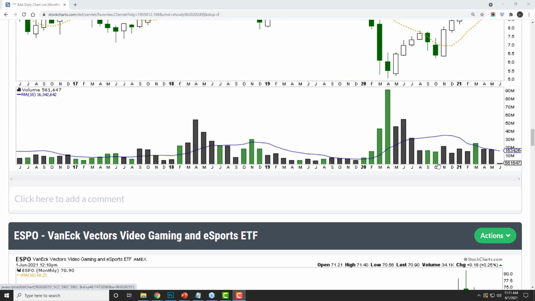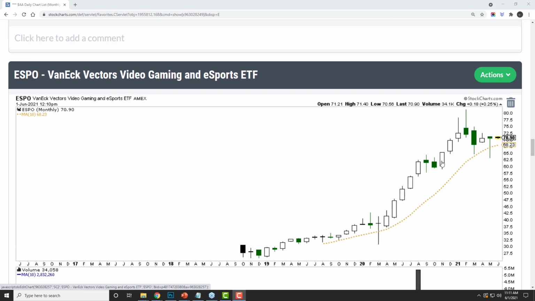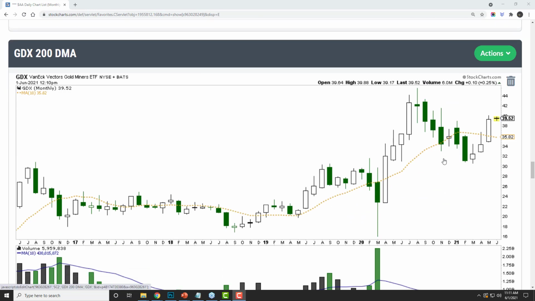DBO looking strong. There's GDX. You can see it had a 1, 2, 3, 4 in a row of sell-off. Then a little doji, but it continued selling off. It was right at the 200-day moving average.